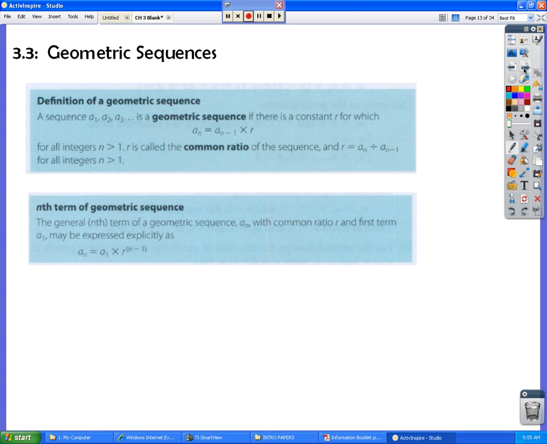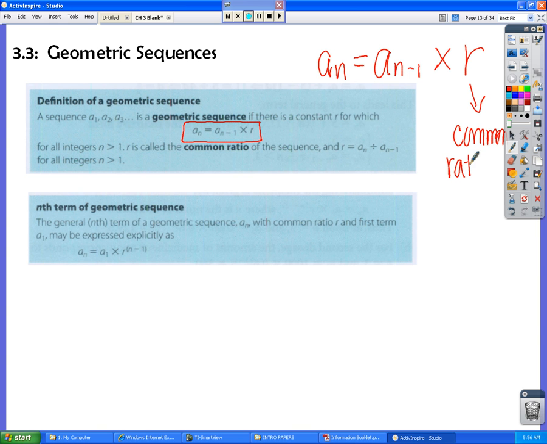Geometric sequences. The definition of a geometric sequence, they will start you with the recursive formula. So I'll write that a little bit larger. a sub n is equal to a sub n minus 1 times r. r is your common ratio. So this is where you are multiplying or dividing by a value. And then the nth term, so the explicit formula, would be a sub 1 times r to the n minus 1, okay?